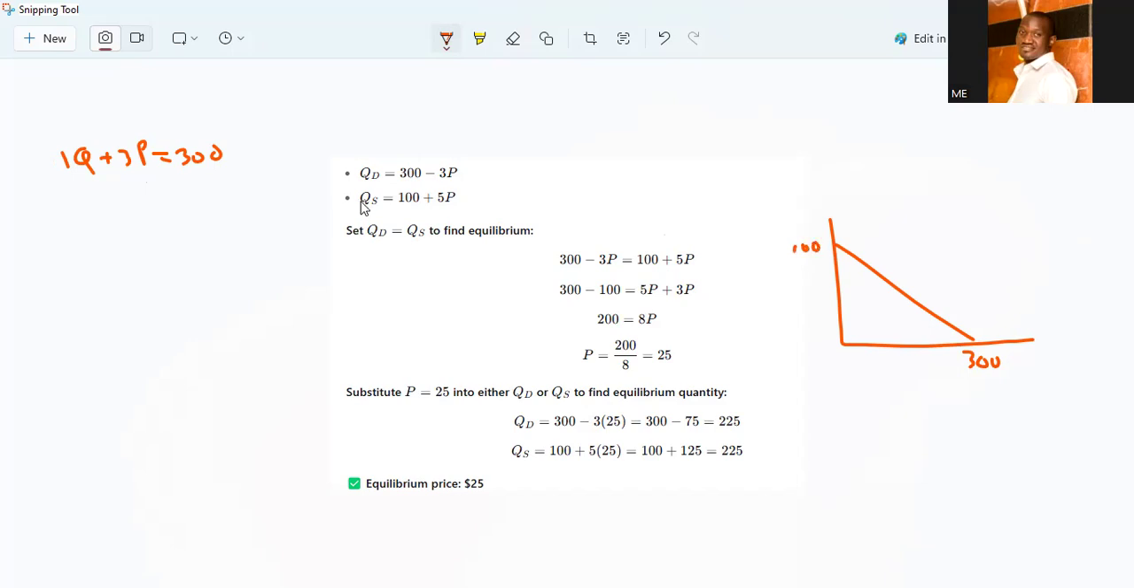We do the same for the supply equation. The QS on this side, minus 5P is equal to 100. So on the Q, what number is there? 1. 1 into 100 is 100, so the 100 there. Then negative 5. Negative 5 into 100 is what? Negative 20. So it's cutting from the negative side there, so negative 20 is here. Then we have 100 here. So any questions so far?